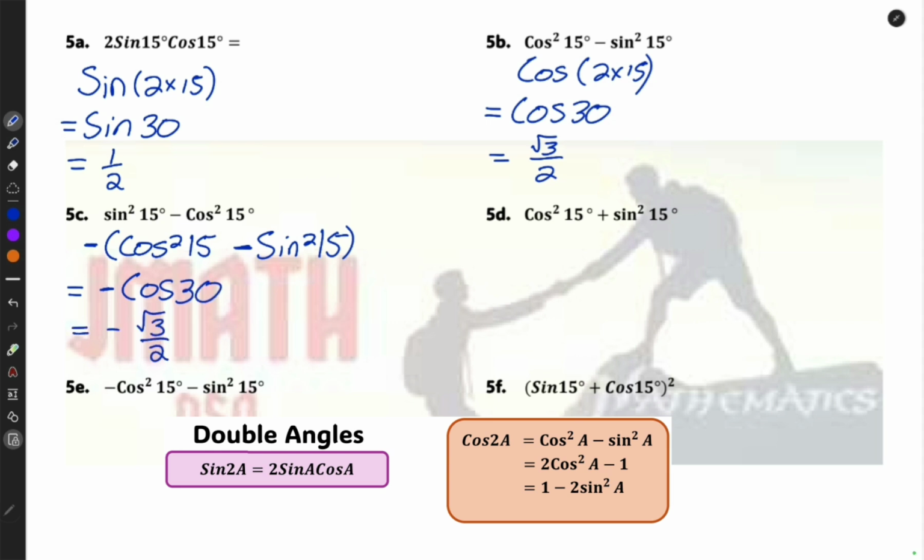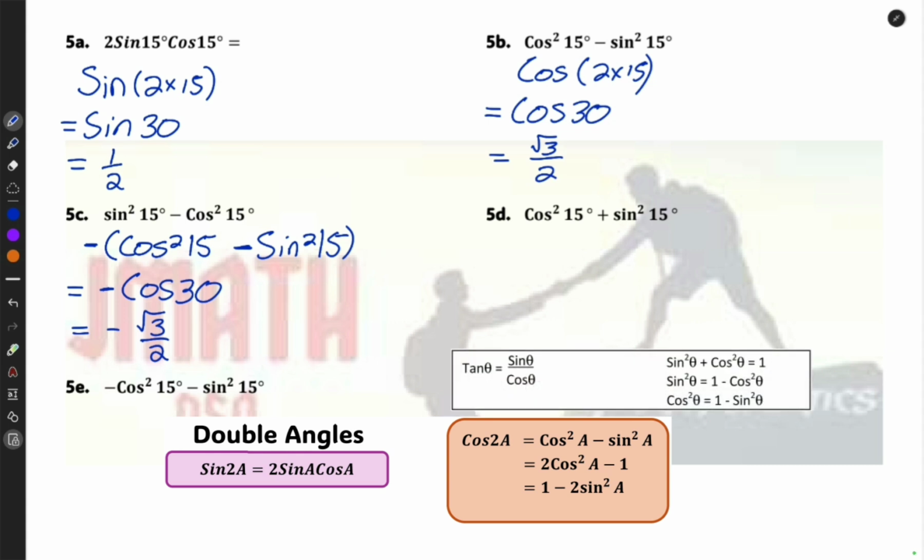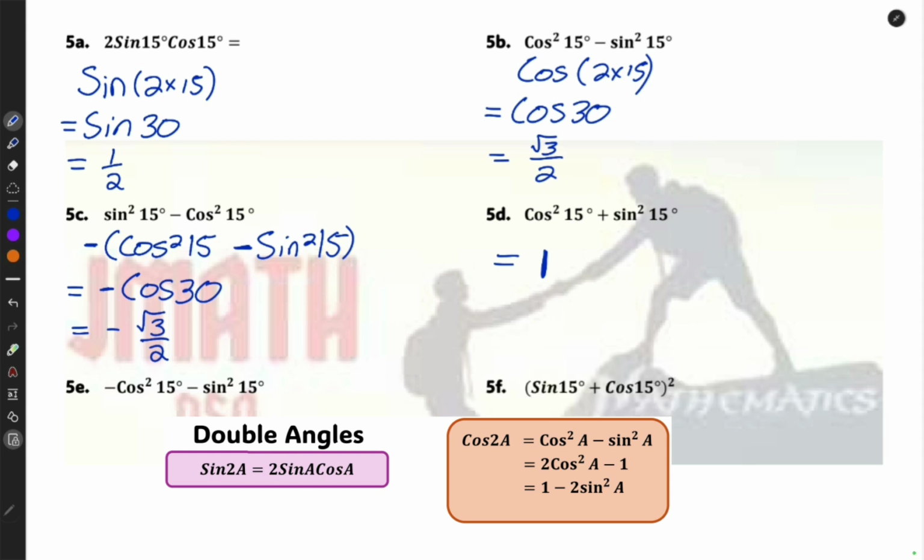With question D, now it looks the same as question B, but the minus became a plus. Okay, so in this case, it is the grade 11 identity that says sine squared plus cos squared, if the angle is the same, the answer is just 1. I don't need to write anything else. If I notice that, I can just say the answer is 1.